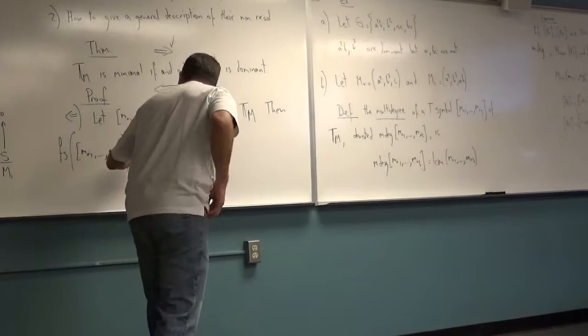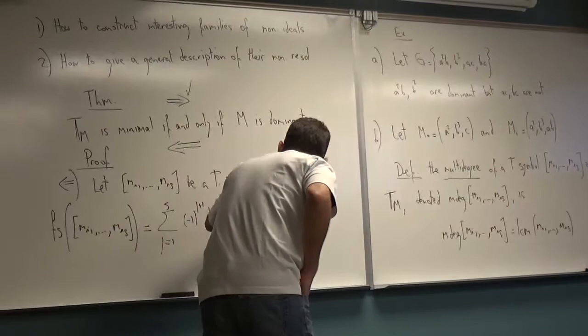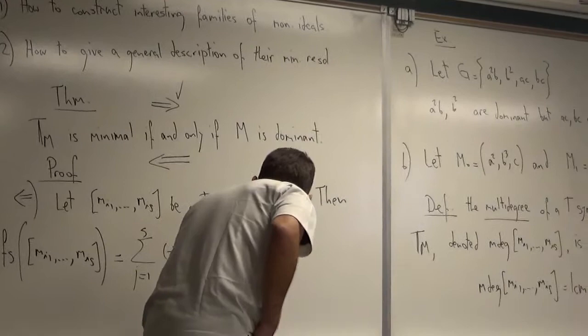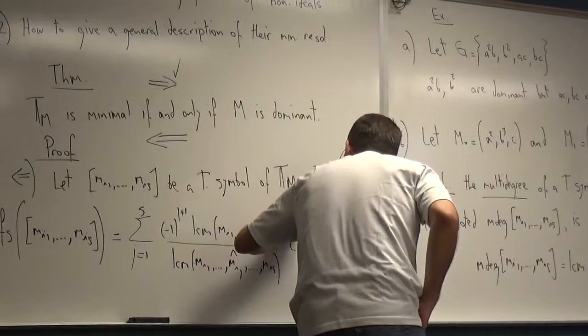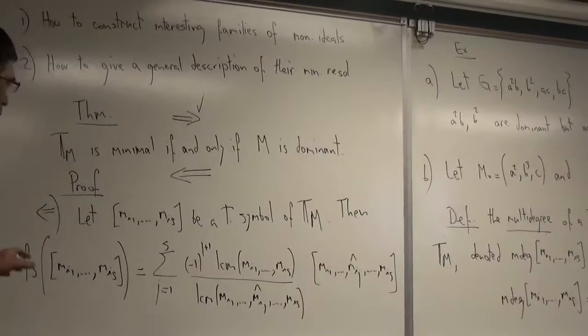This is the sum with j from 1 to s of (-1)^(j+1) times the least common multiple of m_i1, ..., m_is, the monomials contained in the Taylor symbol, divided by the least common multiple of m_i1, ..., omit m_ij, ..., m_is, multiplied by the symbol [m_i1, ..., omit m_ij, ..., m_is] between brackets. Now, what are we doing here?